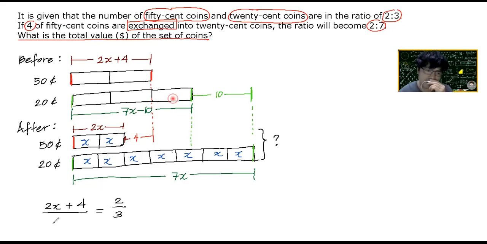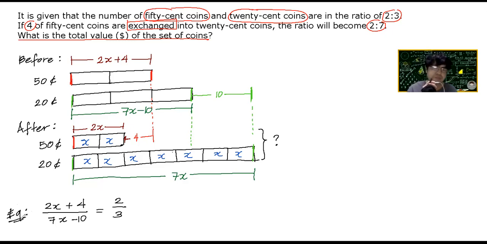Okay? So this will become 7x minus 10. And we may be able to represent this equation. You may change the numerator and denominator or vice versa and so on and so forth. This is just my suggestion. Again, there are a lot of ways to solve this problem. It depends on your technique, but I choose this.